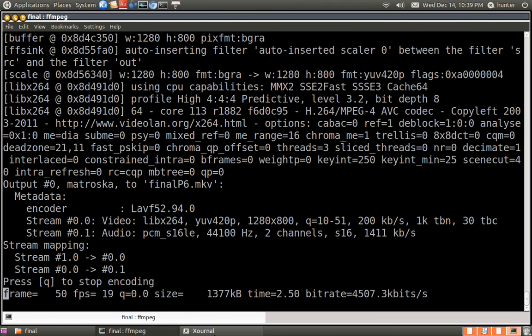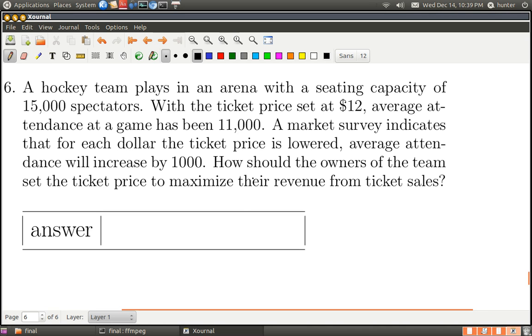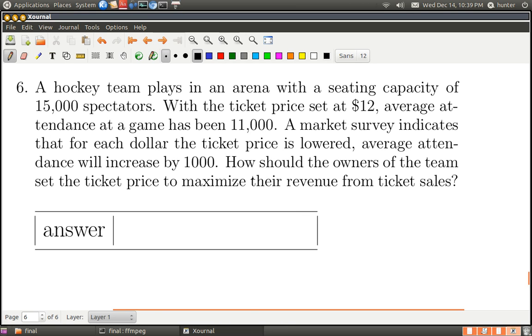Okay, so very last question. It is an optimization question. It's kind of like that tenant-landlord question that we did. So you're trying to maximize revenue for a stadium. And the word problem says a hockey team plays in an arena with a seating capacity of 15,000 spectators. With the ticket price set at $12, average attendance at a game has been 11,000.